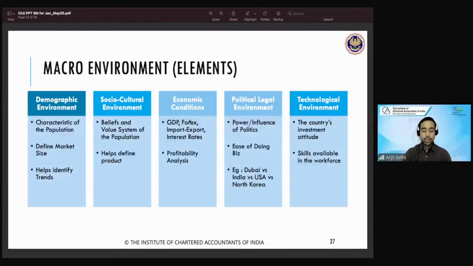My question to you is, listen to the question very carefully, which of the following elements of the macro environment helps in building a great product? Which element of the macro environment helps a business, a company, an organization, a brand, a startup to build a great product? Which element helps in that?